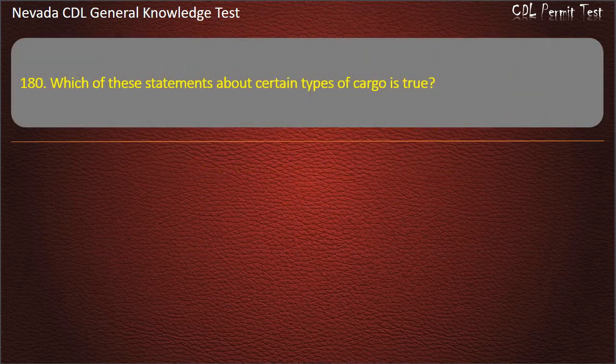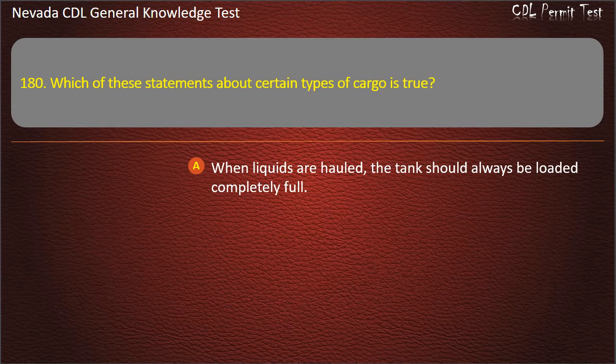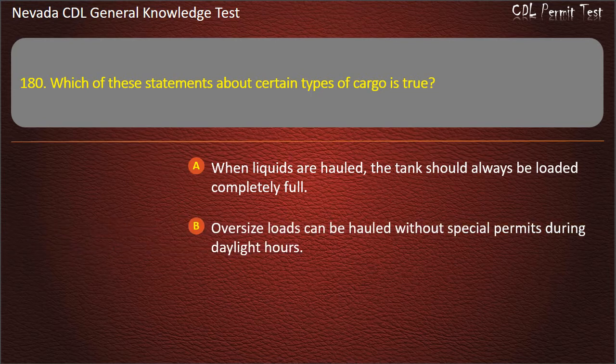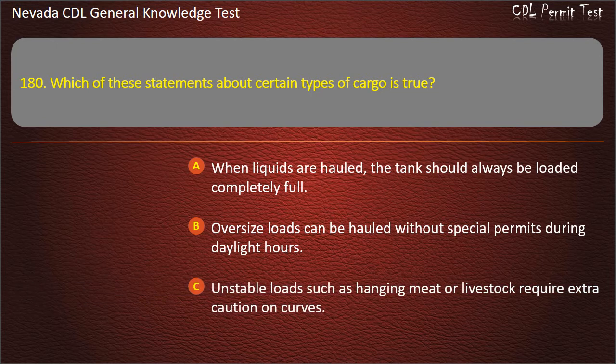Question 180. Which of these statements about certain types of cargo is true? When liquids are hauled, the tank should always be loaded completely full. Oversized loads can be hauled without special permits during daylight hours. Unstable loads such as hanging meat or livestock require extra caution on curves. Answer. Unstable loads such as hanging meat or livestock require extra caution on curves.